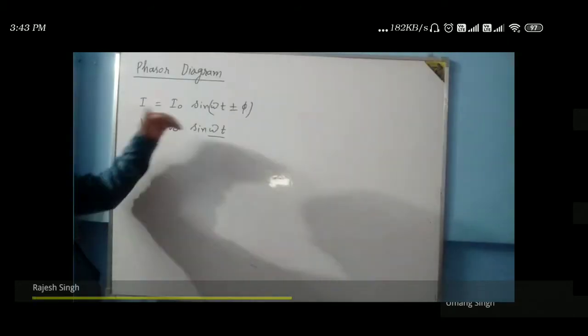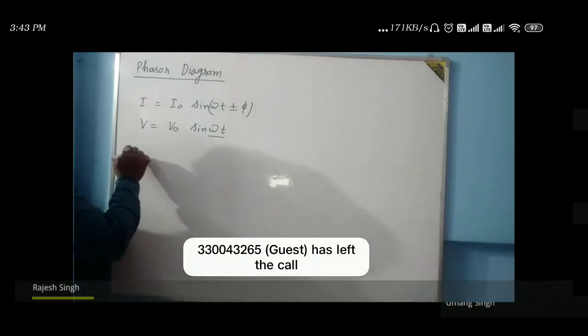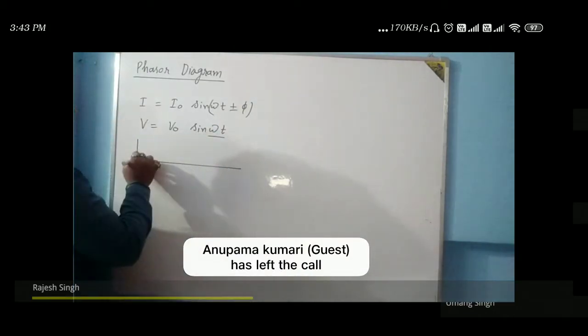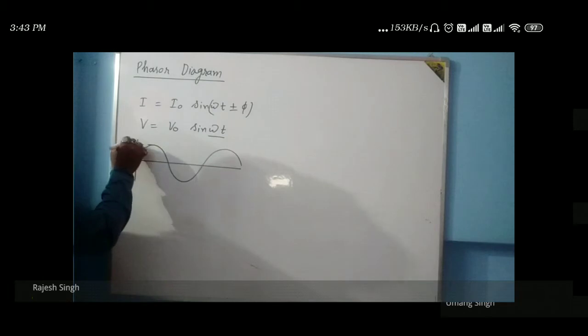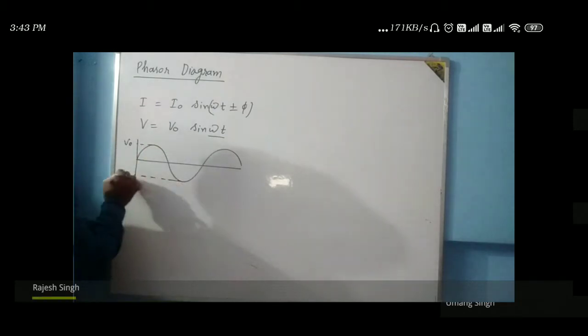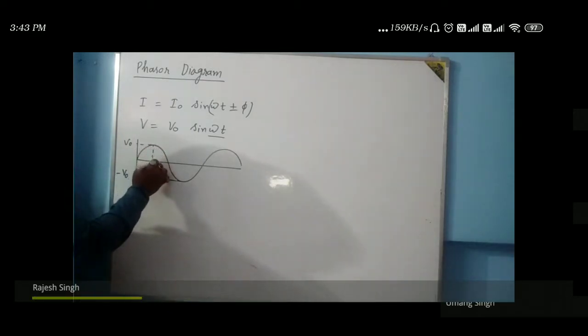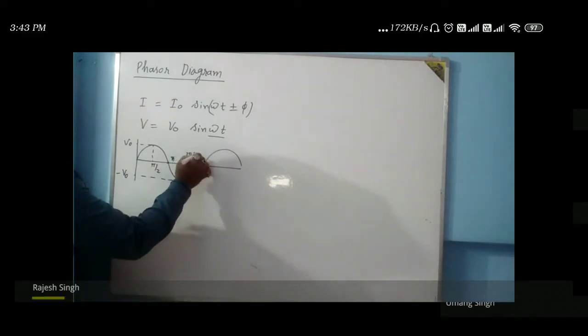How do we represent this phase difference with the help of a diagram? If I draw the graph of V equal to V naught sine omega t, as I told you yesterday, it is the graph of sine omega t. It goes like this. This is the maximum value, which is V naught. This is the negative maximum value, minus V naught, which shows that the direction of minus V naught is opposite to V naught. The angles are pi by 2, pi, 3 pi by 2, and 2 pi.